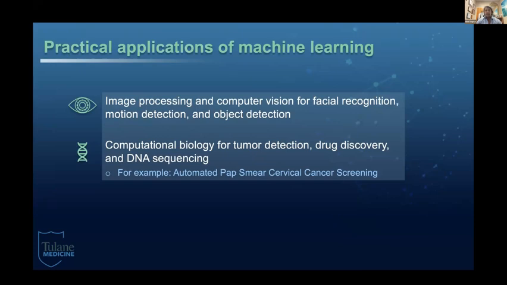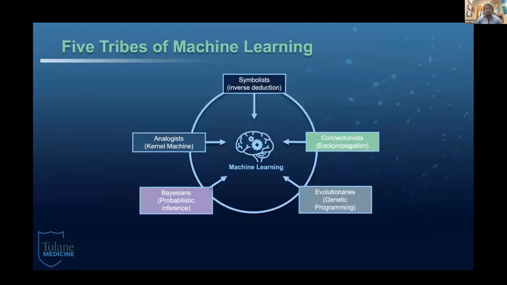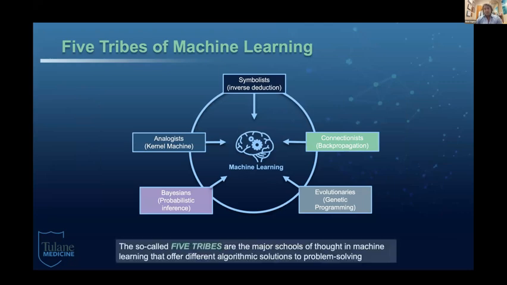So, practical applications of machine learning. Some things that come to mind are image processing, computer vision for facial recognition, motion detection, and object detection. In the medical field, computational biology for tumor detection. One example would be an automated Pap smear cervical cancer screening. So we talk about different tribes of machine learning. The five tribes are symbolists, connectionists, evolutionaries, Bayesians, and analogists. So what is the most relevant to radiology? The one we talk about today is going to be connectionists utilizing backpropagation for machine learning.